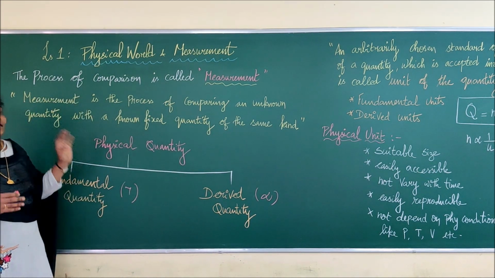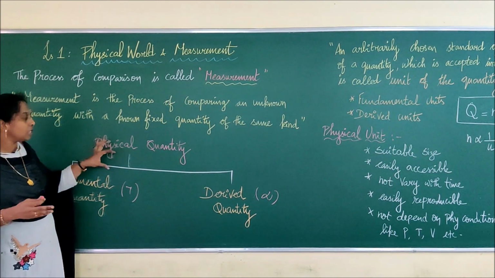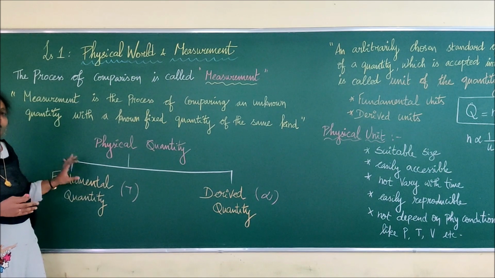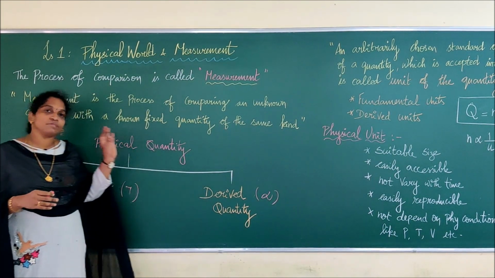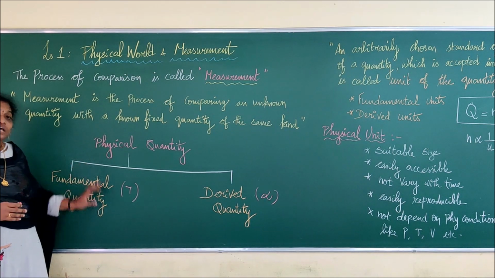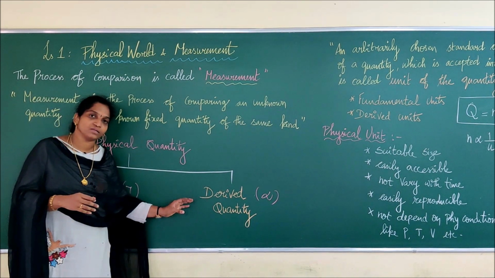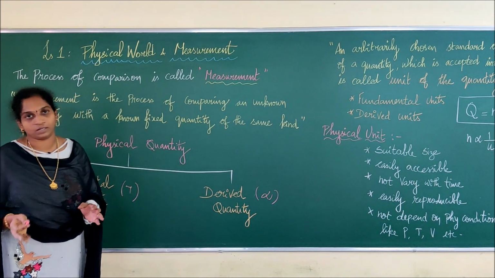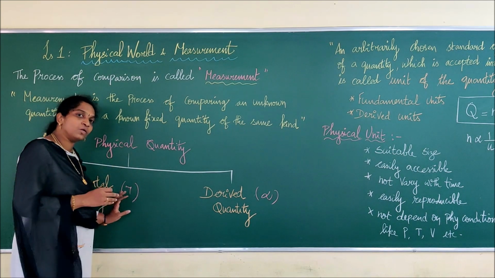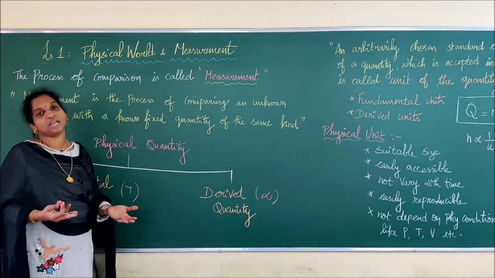What does measurement mean? A comparison of an unknown with a known fixed unit. Physical quantities are divided into fundamental quantities and derived quantities. How many fundamental quantities are there? There are 7. And how many derived quantities? There are infinite, n number of derived quantities. What do I mean by a fundamental quantity? The quantities which cannot be expressed in any other form.